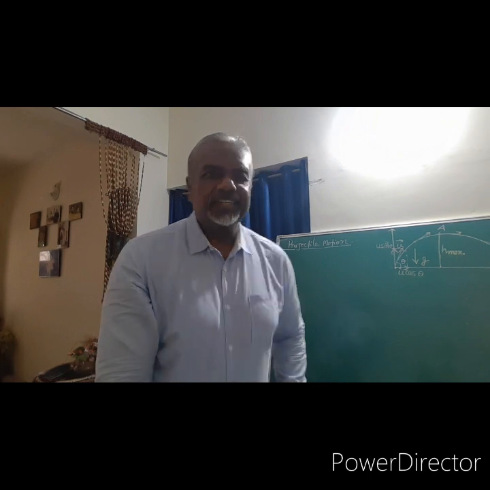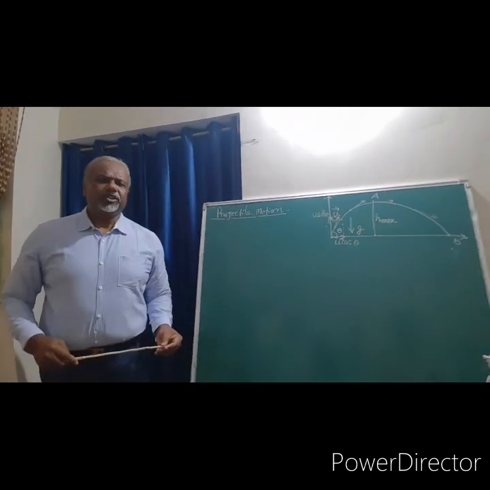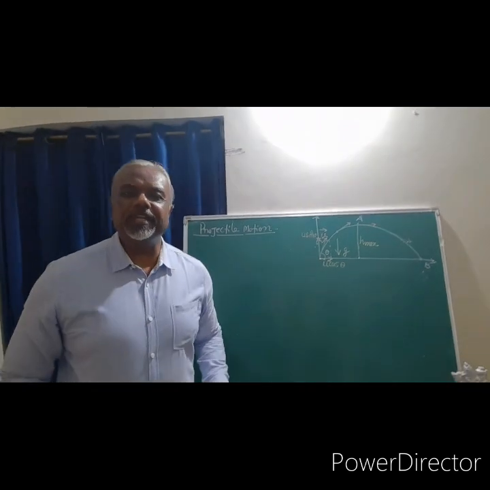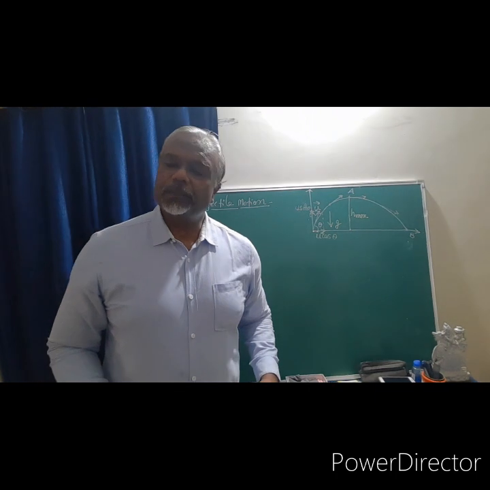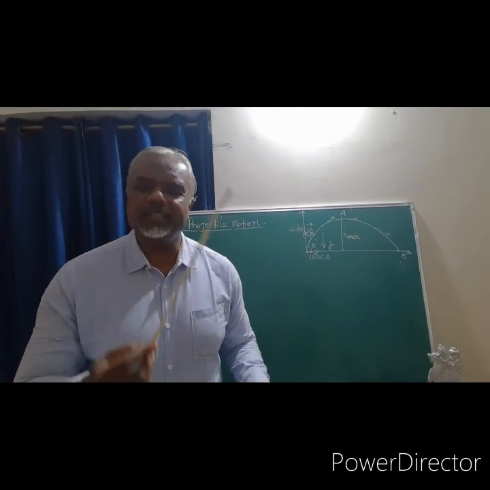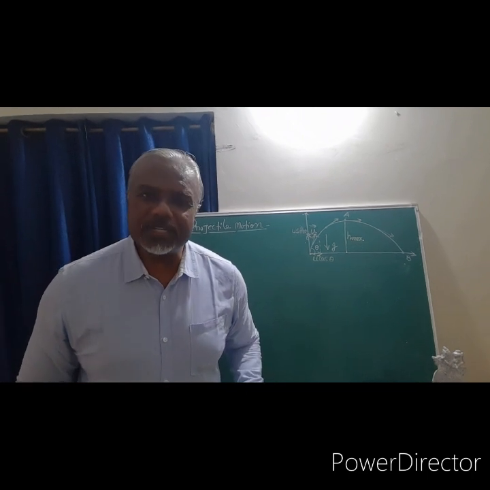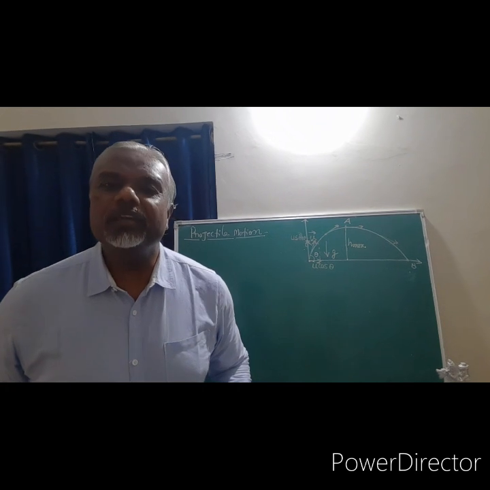Even the monkey jumping from the top of the roof is an example of projectile. So the topic, projectile motion. So let us define this. What is meant by a projectile motion? A projectile means a body which moves under the influence of gravity, having been given an initial velocity.